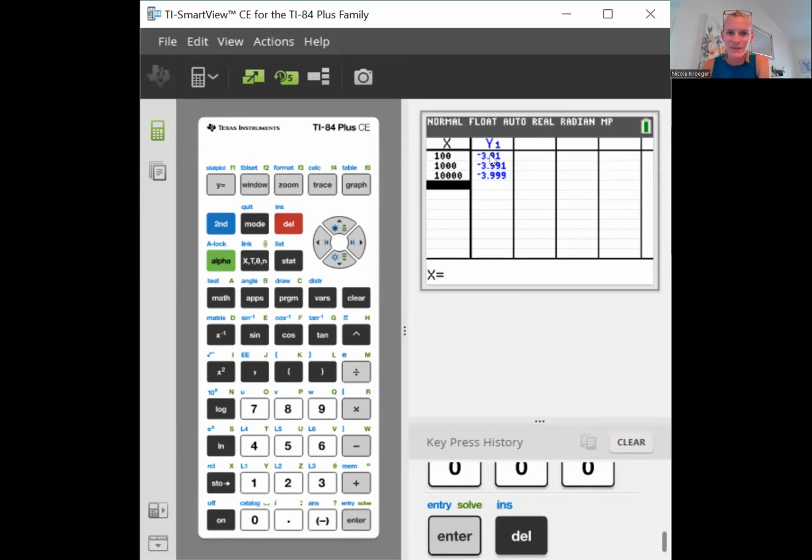So I look at what these numbers are doing as I move down the table. Those look like they're getting closer to -4. So I would say that the limit in this case is most likely -4. Okay, so that's how infinity works. Notice we don't have two sides of infinity. Okay, so go ahead and try that next problem.